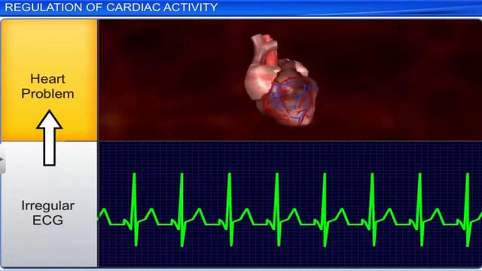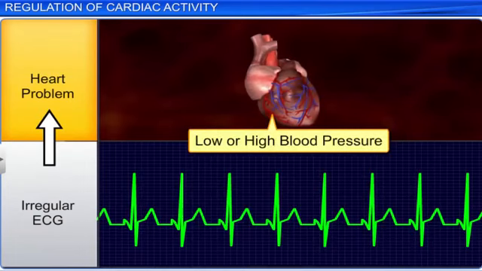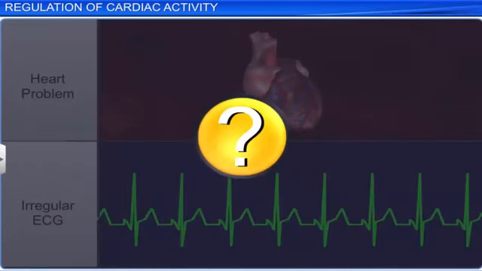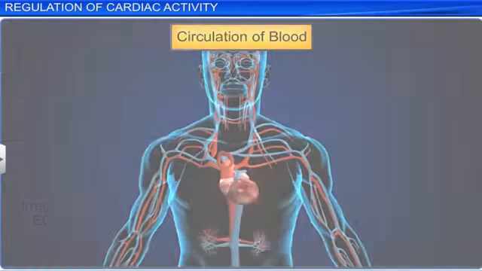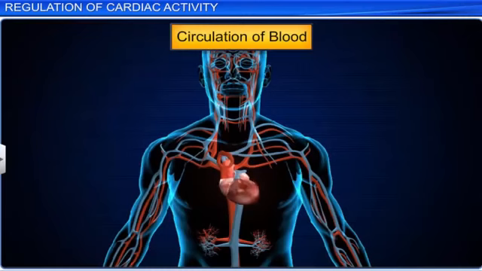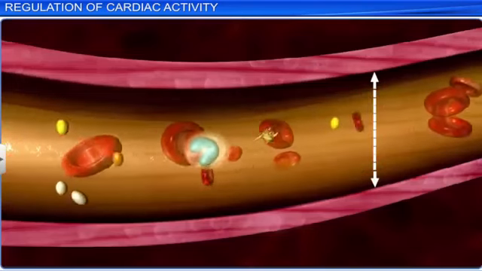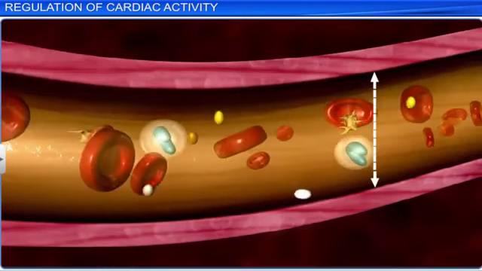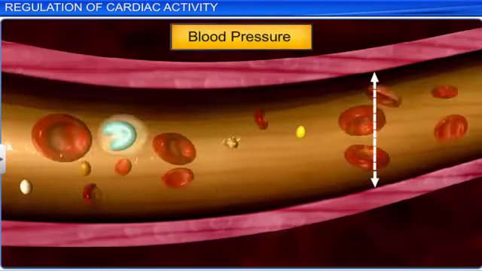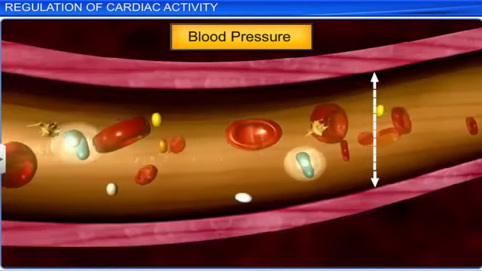Most heart-related problems are related to drastic changes in blood pressure. Now let us see what blood pressure is. During circulation, when the heart pumps, blood rushes through the blood vessels, exerting some pressure on the walls of the blood vessels. This is called blood pressure, or BP.